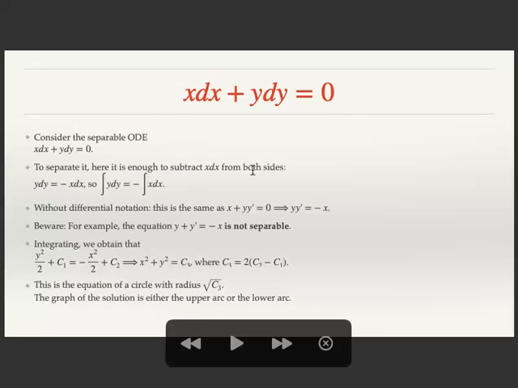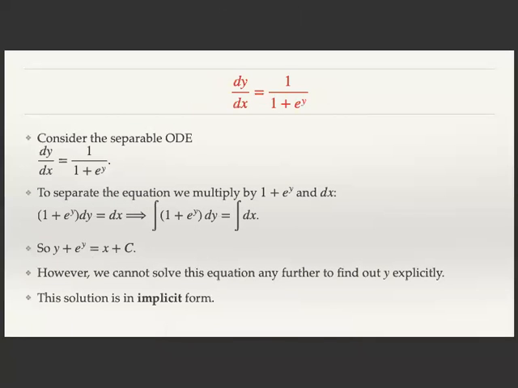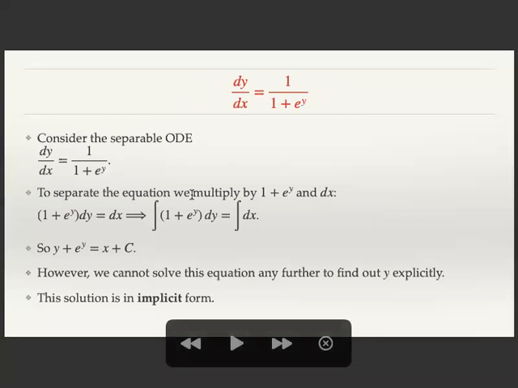So this is the equation of a circle. And so this overall is the equation of a circle, but the graph of the solution is either the upper arc or the lower arc of the circle, because a circle does not describe a function, only each half circle describes a function. Let's see, I guess one more example here.